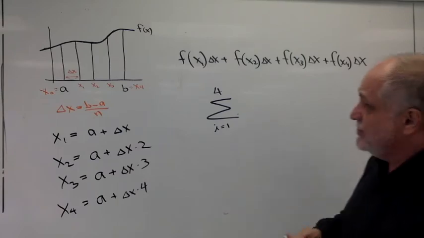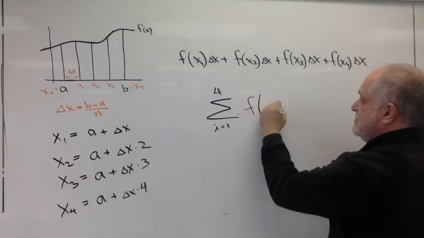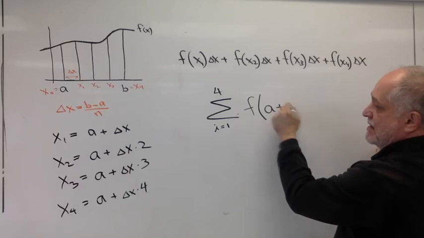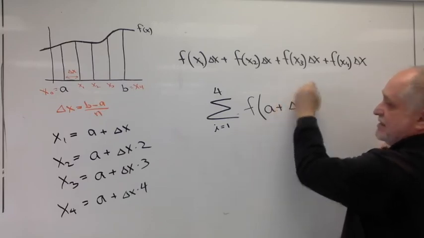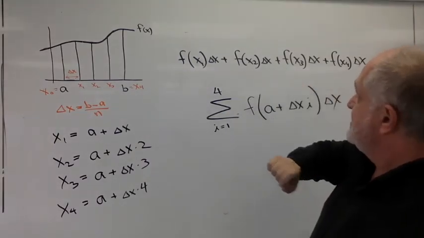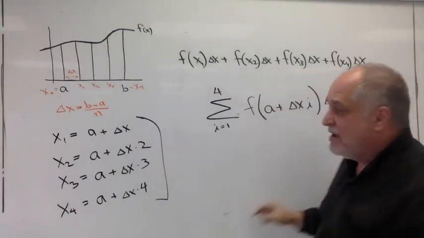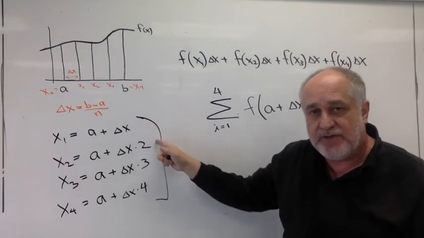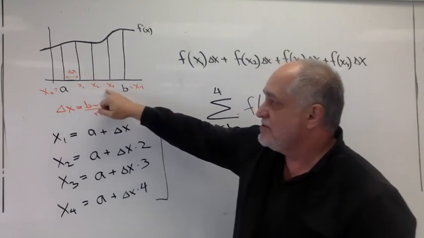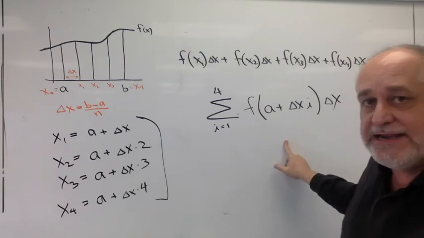Okay, a couple of things I can do is, first of all, this is f of a plus delta x times i, times delta x. What I did is these x1, x2, x3, and x4 are all represented by there. And what's toggling is how many increments of delta x, how many rectangles are we moving over? Here's our first one, here's our second, here's our third, here's our fourth, here's where we stop. This is a representation of a right Riemann sum.